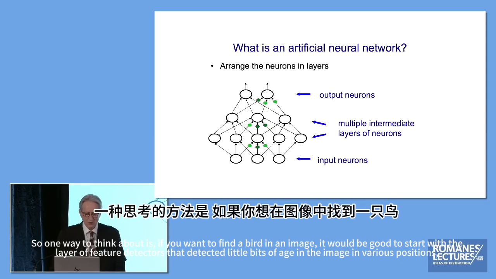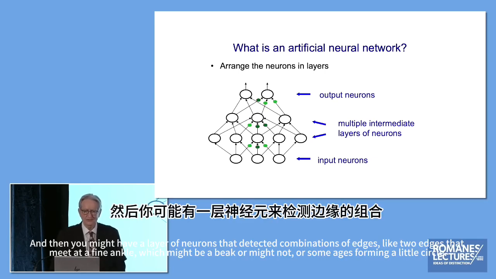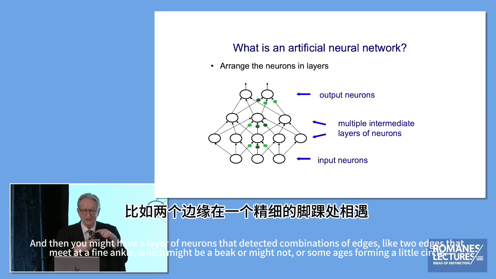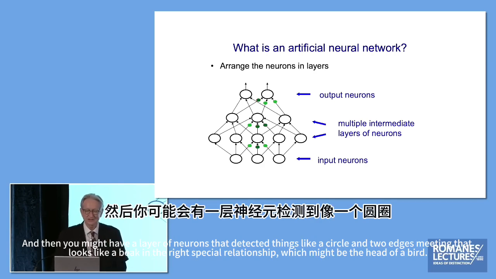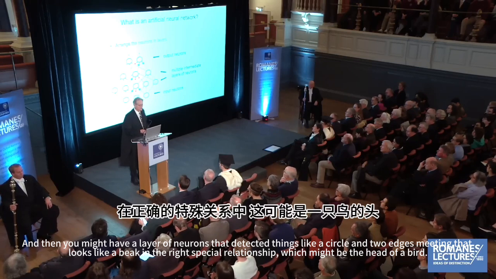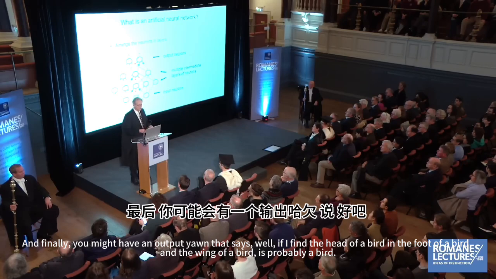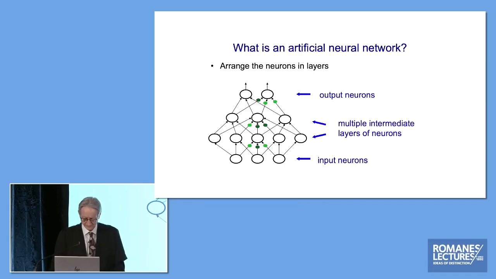finding these things. So one way to think about it is if you want to find a bird in an image, it would be good to start with a layer of feature detectors that detected little bits of edge in the image in various positions, in various orientations. And then you might have a layer of neurons that detected combinations of edges, like two edges that meet at a fine angle, which might be a beak or might not, or some edges forming a little circle. And then you might have a layer of neurons that detected things like a circle and two edges meeting that looks like a beak in the right spatial relationship, which might be the head of a bird. And finally, you might have an output neuron that says, well, if I found the head of a bird and the foot of a bird and the wing of a bird, it's probably a bird. So that's what these things are going to learn to be.